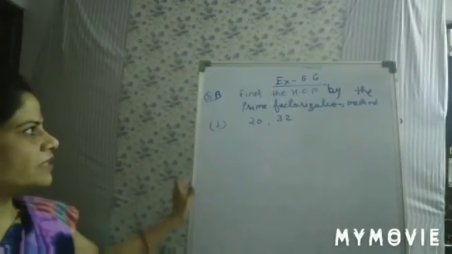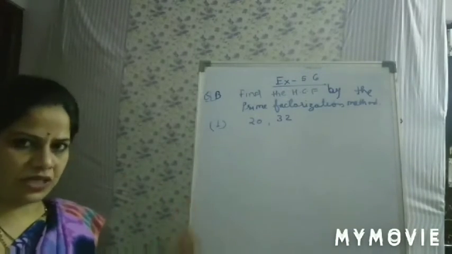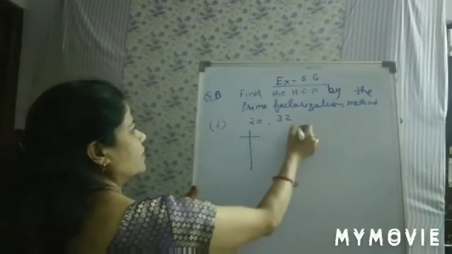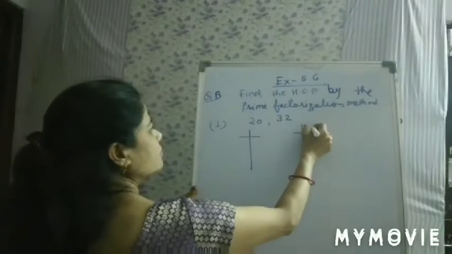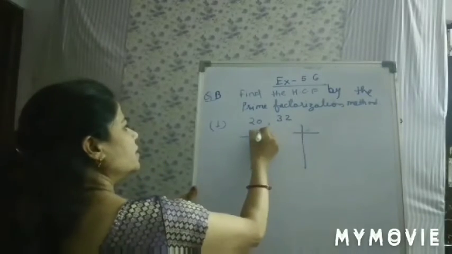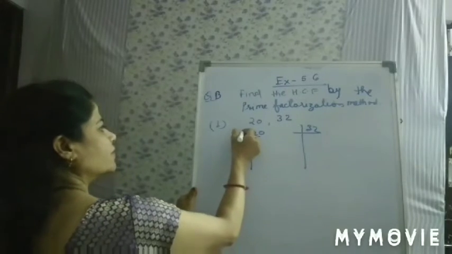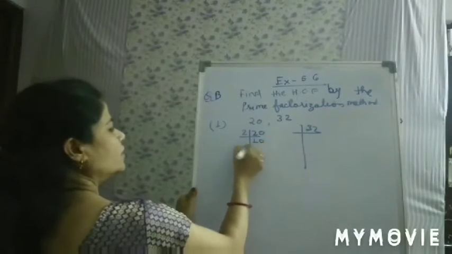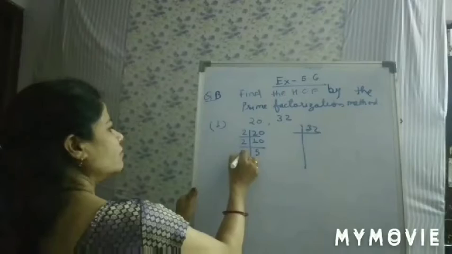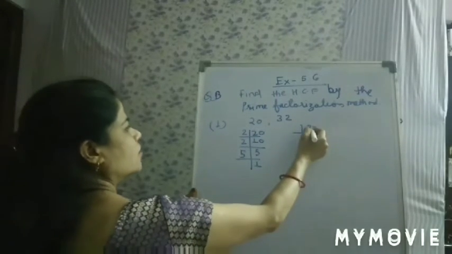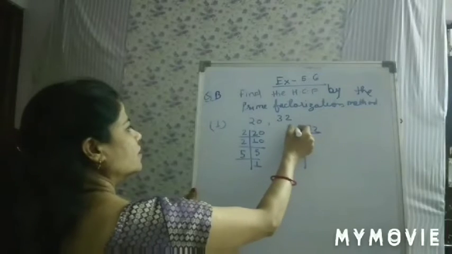Now question B is to find the HCF by the prime factorization method. First we will find the prime factors of both numbers. So write 20 and 32, and we have to find the prime factors of 20. 2 tens are 20, 2 fives are 10, 5 ones are 5. These are the prime factors of 20. Now find the prime factors of 32.